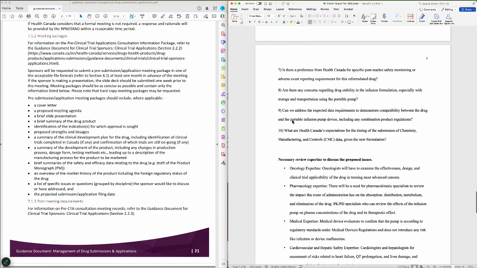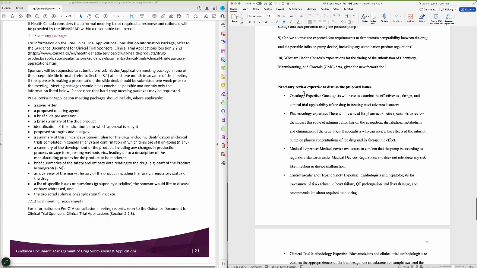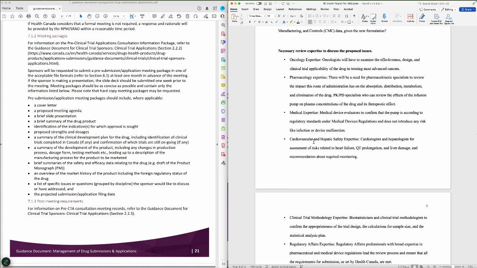Perfect. So now, once we finish with the section with the questions, we will also talk about necessary review expertise to discuss the proposed issues. So we are going to say to Health Canada that we are going to bring people in oncology with expertise in oncology. We will have people in pharmacology with pharmacology expertise. We will also have a few doctors with medical expertise. And since, for example, our product is also dealing with a specific therapeutic class, we are also going to have other experts who are going to present a few slides, and they will be able to ask their questions from Health Canada scientific reviewers as well.